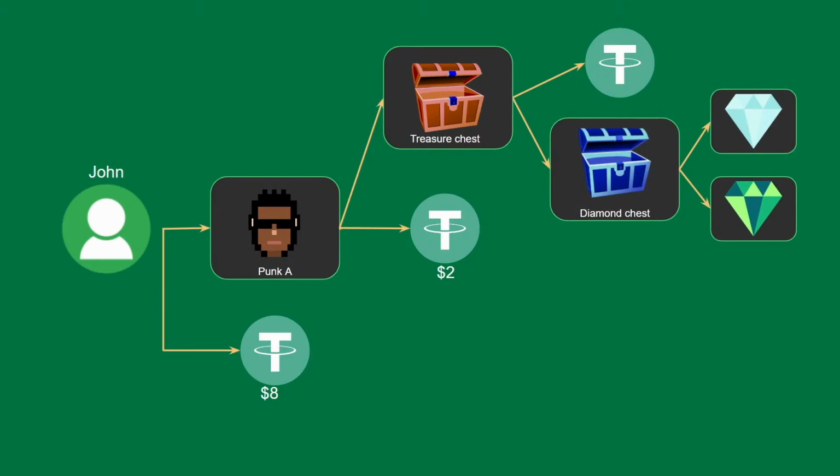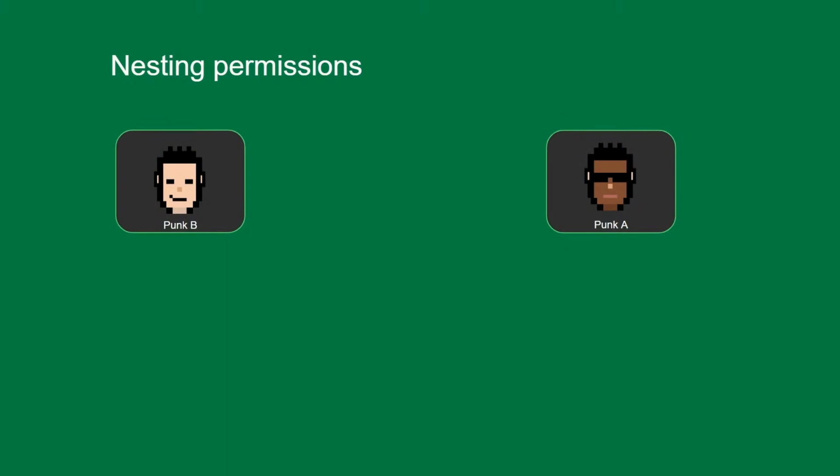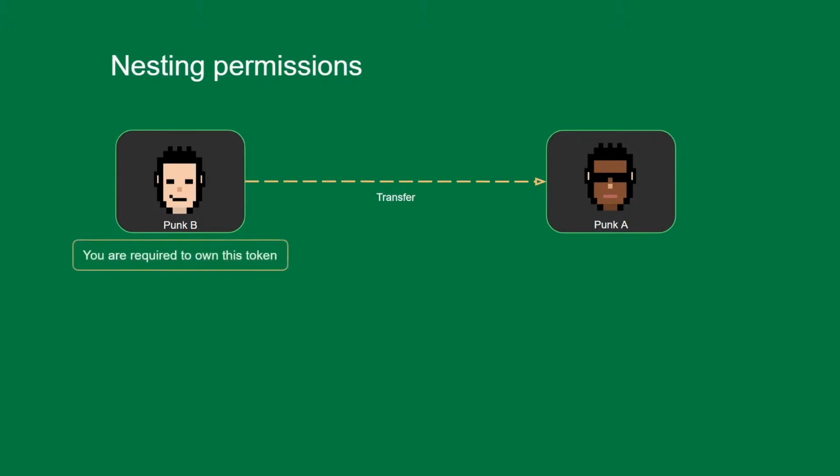Okay, let's talk about the nesting permissions. Let us have two tokens, punk A and punk B. And we want to transfer punk B to punk A. What restrictions must we adhere to? We must own the token we're trying to transfer, so we must own punk B in this case. But what about the target token? The answer depends on nesting permissions that was set by the punk's collection owner. Up to this moment, we were using the token owner nesting permission. The token owner permission states that you are required to own both tokens.